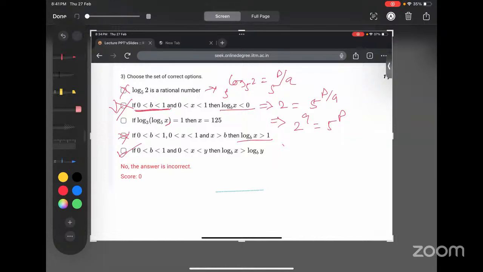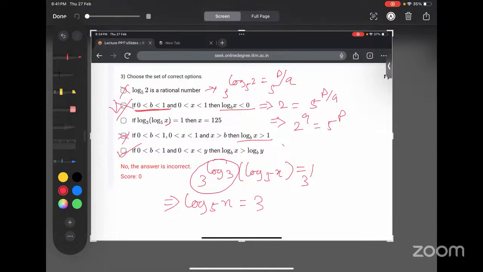Now we have only the third option. So let us check. We have log 3 of log 5 x equals 1, right? We want to cancel the log, so we can take 3 to the power on both sides. So this will be 1. Then we will get log 5 x equals 3, right? Then again we can take 5 to the power, so this will be again 1 and we will get x equals 5 cube, that means 125, right? So this option is a correct option. Any doubt? No. Okay.